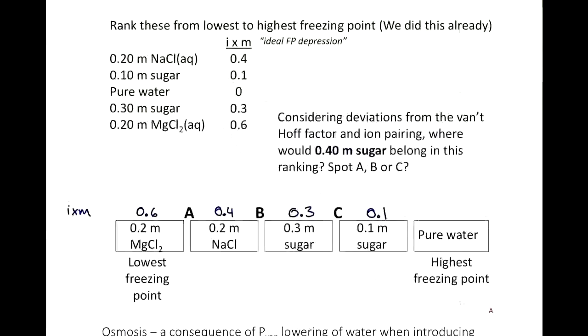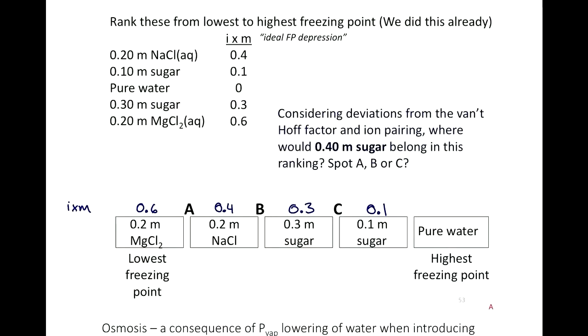Let's put it all together. We already did the I times M ordering of these 5 substances. We did not need to consider ion pairing for this original question because the I times M product was the same for all of them. It was the same. So we can just do I times M, rank them, be on our way.